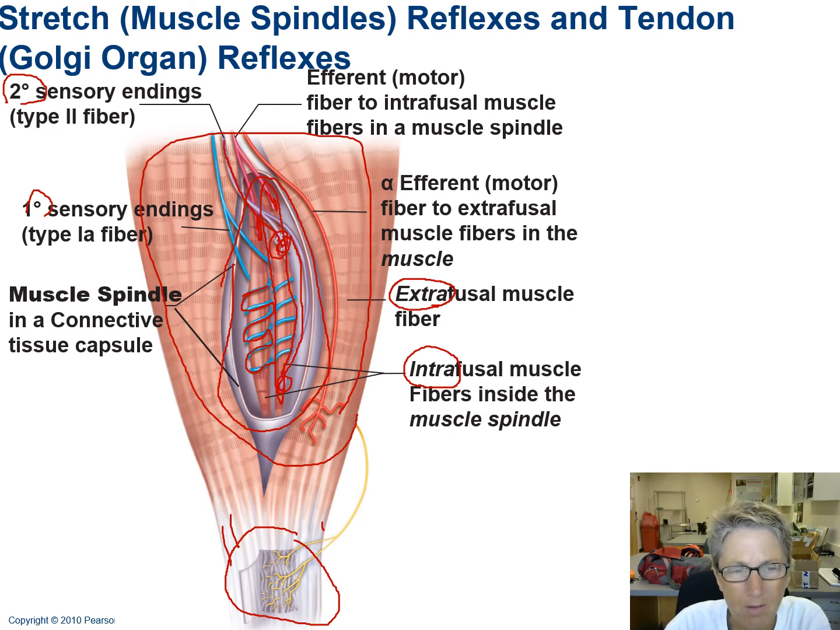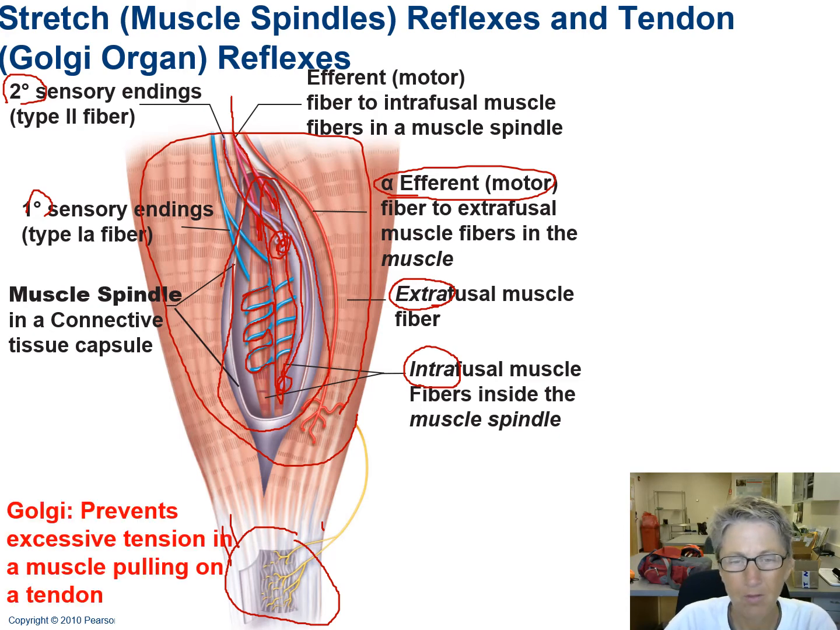And then you have the efferent motor fiber. That's the efferent fiber that's going to deliver the action potential to the intrafusal muscle fibers in the spindle. And then you have the alpha efferent motor fiber that goes to the extrafusal muscle fibers. So these are all the components of the muscle spindle.